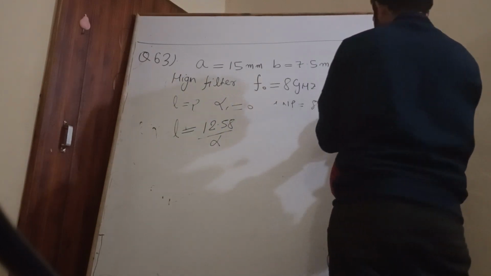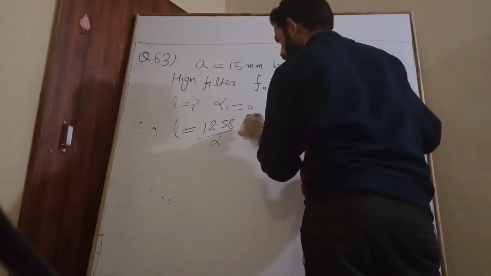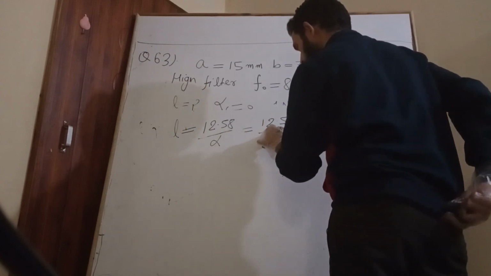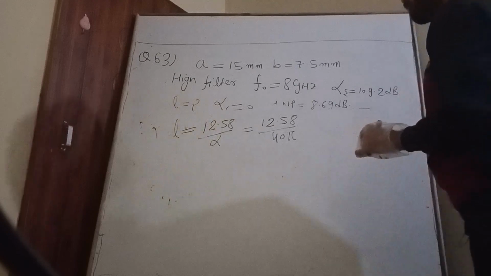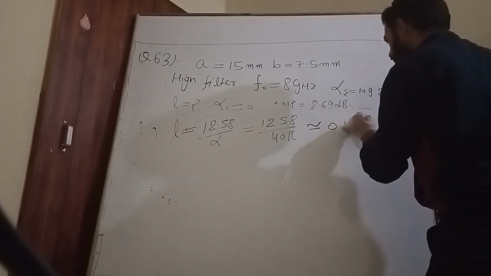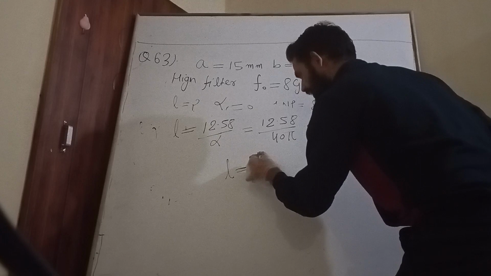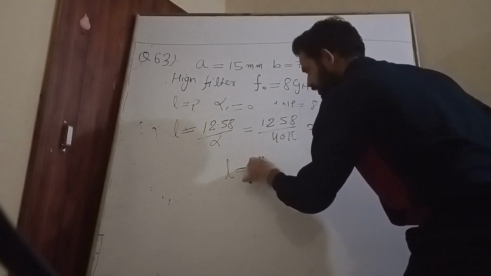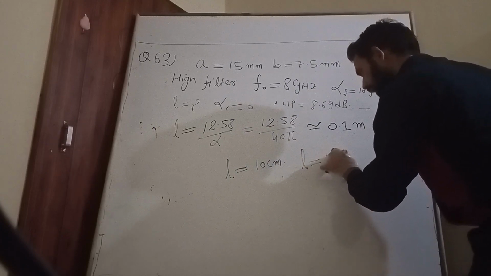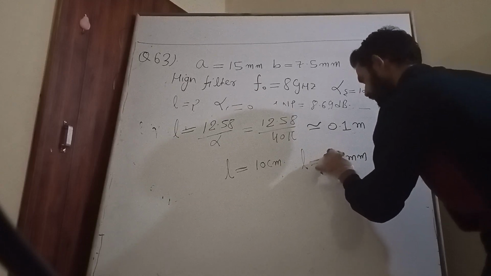Because we have converted this into linear, alpha should also be in linear. So both are in linear, therefore it will be 12.58 divided by alpha, which is 40 pi. When we solve, we get approximately 0.1 meter. So the length of the filter is how much? In terms of centimeter, this is 10 centimeter. In terms of millimeter, this is nothing but 100 millimeter.